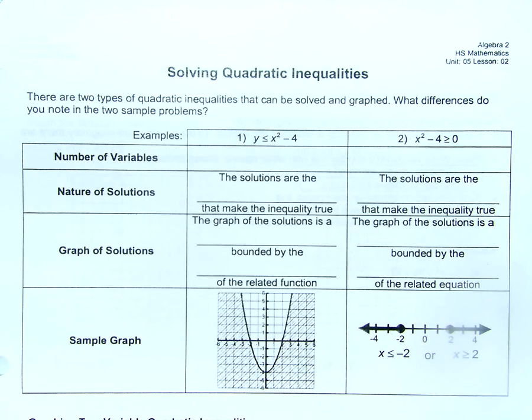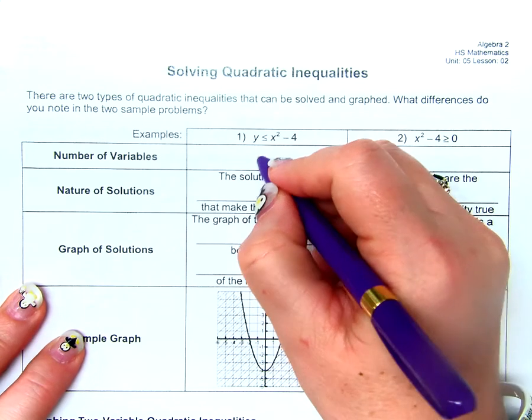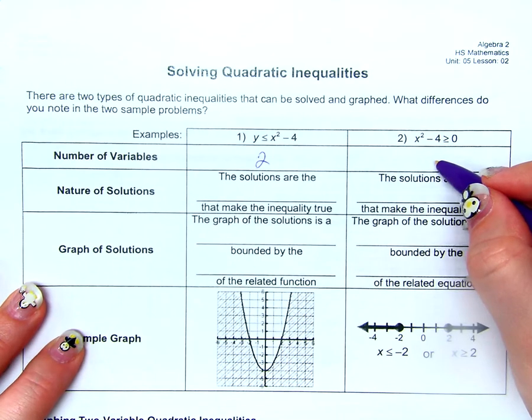Pretty obvious? Okay? So if we're looking at that part, then how are we going to fill in this top one? Number of variables. How many variables does this one have? 2. How many variables does this one have? 1.